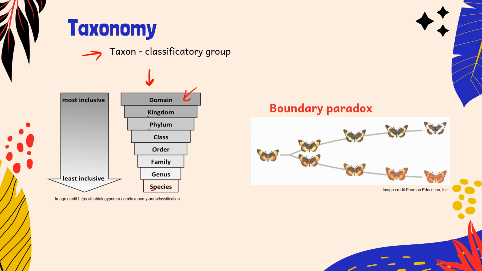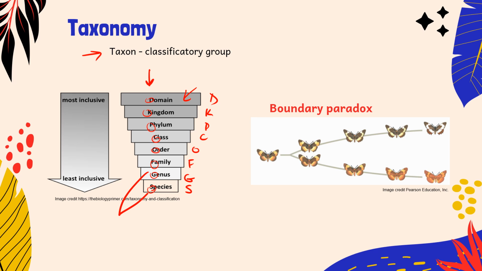You can remember this because dumb kids playing cards on freeways get squished. This is our mnemonic device for the hierarchy of taxa. Dumb kids playing cards on freeway get squished. Domain, kingdom, phylum, class, order, family, genus, and species. And of course, genus and species is going to give us our binomial nomenclature, the scientific name of organisms.